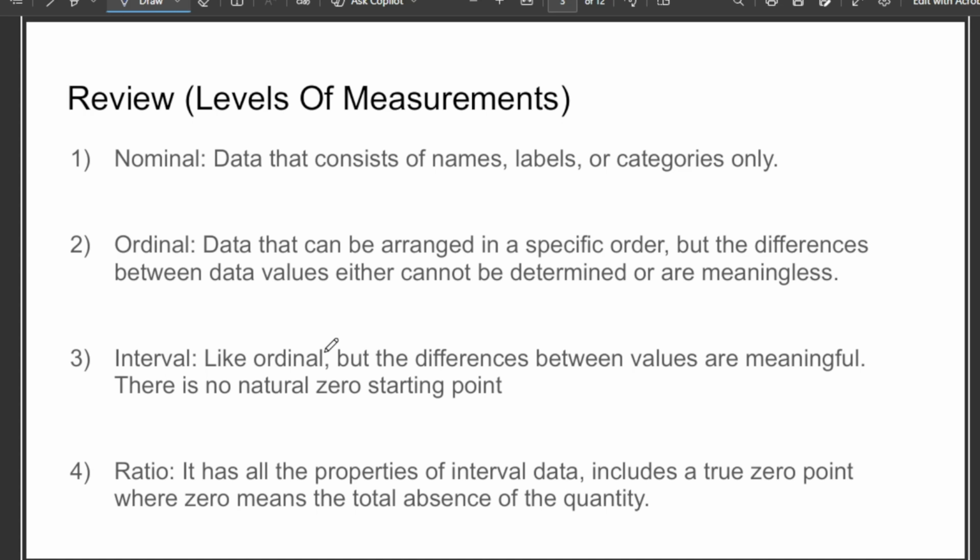And another example would be the economy, like ranking: the poor, the medium, and the rich.